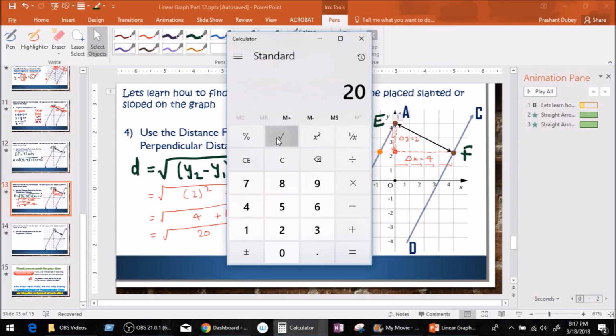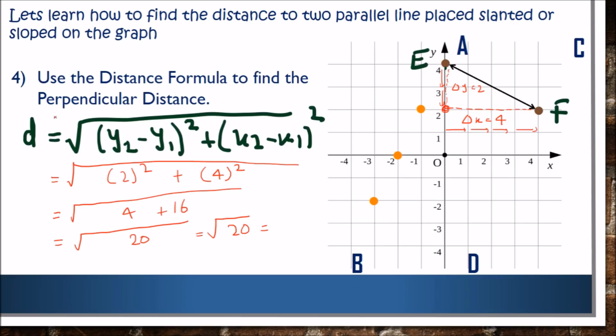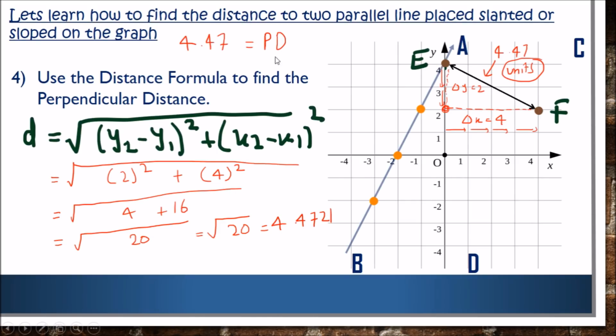So under root 20 will be 4.4721. So let's write 4.4721. So our length of this line segment will be 4.47 units. And 4.47 will be the perpendicular distance between this line AB and line CD. And we are done with this lesson.